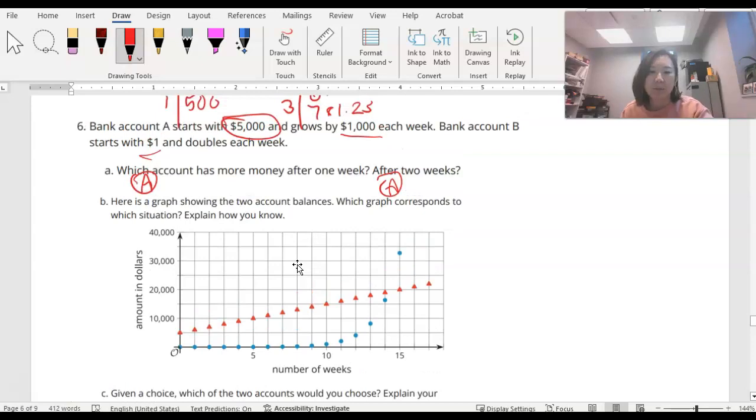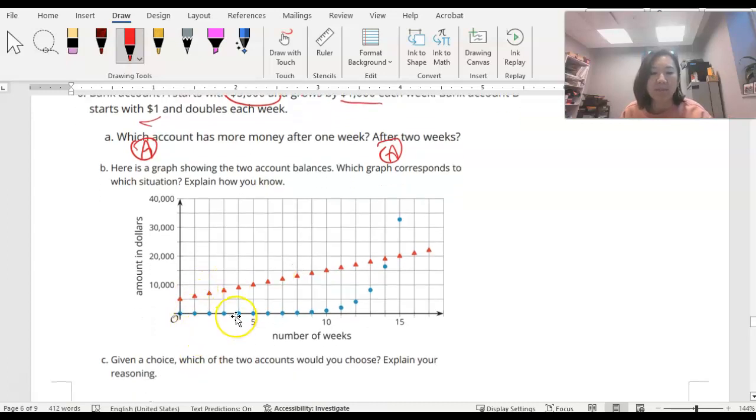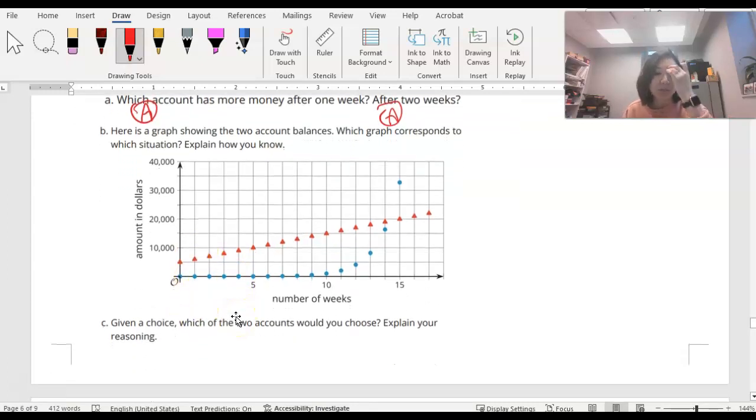Because in Bank B, we would still only have $2 then $4. It's still a much smaller amount than in Bank A. But given a choice, which of the two accounts would you choose? Explain your reasoning. So here you want to tell me when you would want which account, right?